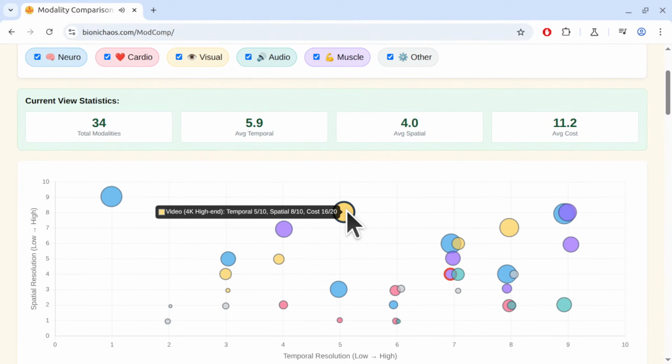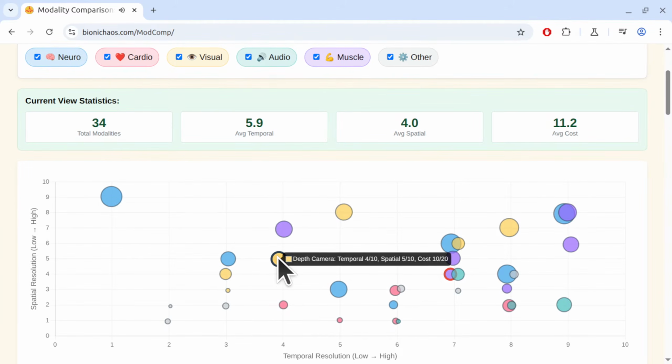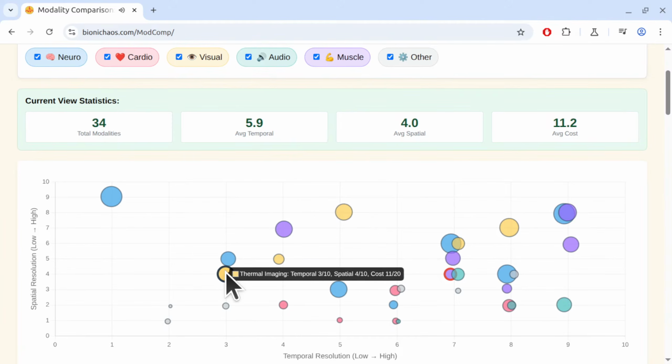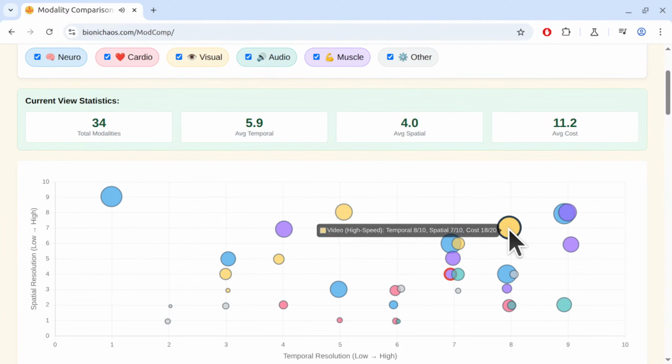Much better detail for motion capture research. Okay, slower frame rate, but way more pixels. Right. But then, if you need speed and decent detail for something like 3D tracking in VR, you might go for a high-speed video that could be 8 temporal, 7 spatial, but cost goes up again to 18. So you trade off some spatial resolution compared to the 4K, but gain a lot of speed.